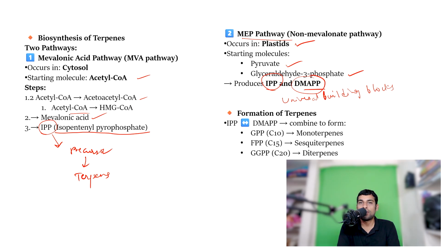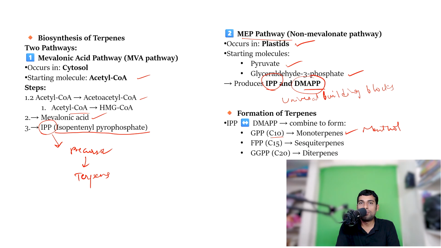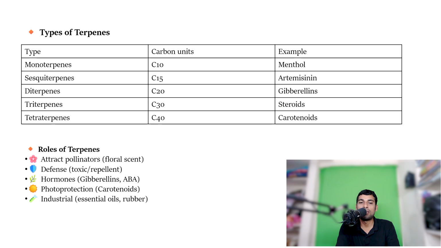There are terpene types based on the IPP combination. You can see that 2 units of IPP molecules produce monoterpenes, that is C10. An example for it is menthol. Do you know what menthol is? Please comment. 3 units of IPP combine and form sesquiterpenes, that is C15. 4 units form diterpenes. 6 units form triterpenes. 8 units form tetraterpenes. Tetraterpene means C40. You can see the examples as well: artemisinin, gibberellins, steroids, carotenoids. Okay, remember them all.